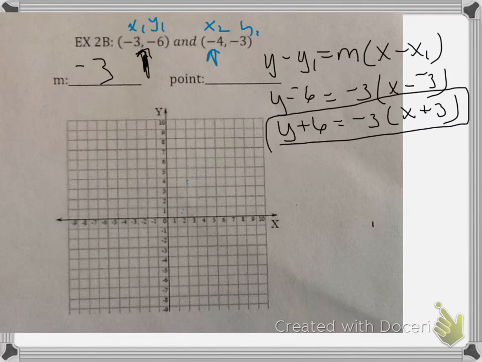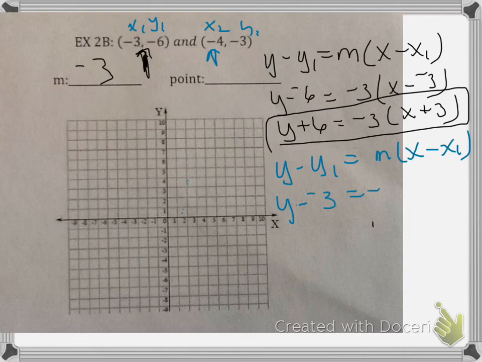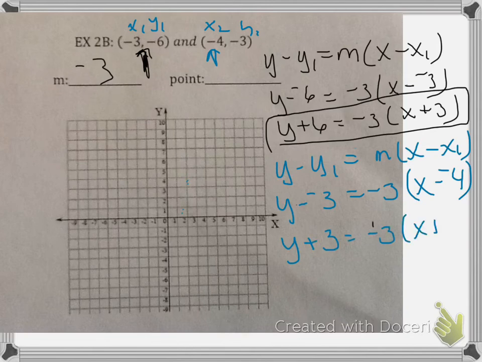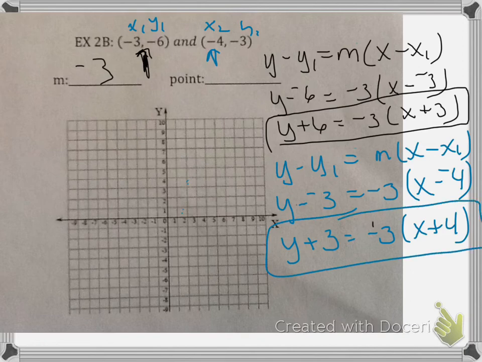Let's use the other one now. So y minus y1 equals m times x minus x1. See, it's the same thing. So y minus, and my y1 for my second one is a -3. Then my slope again is still -3. X, and then it's -3. I'm sorry, -4. And now I just clean it up. 2 negatives make a positive. And then I'll put x plus 4. Alright, and so this is my point-slope form for the other one.